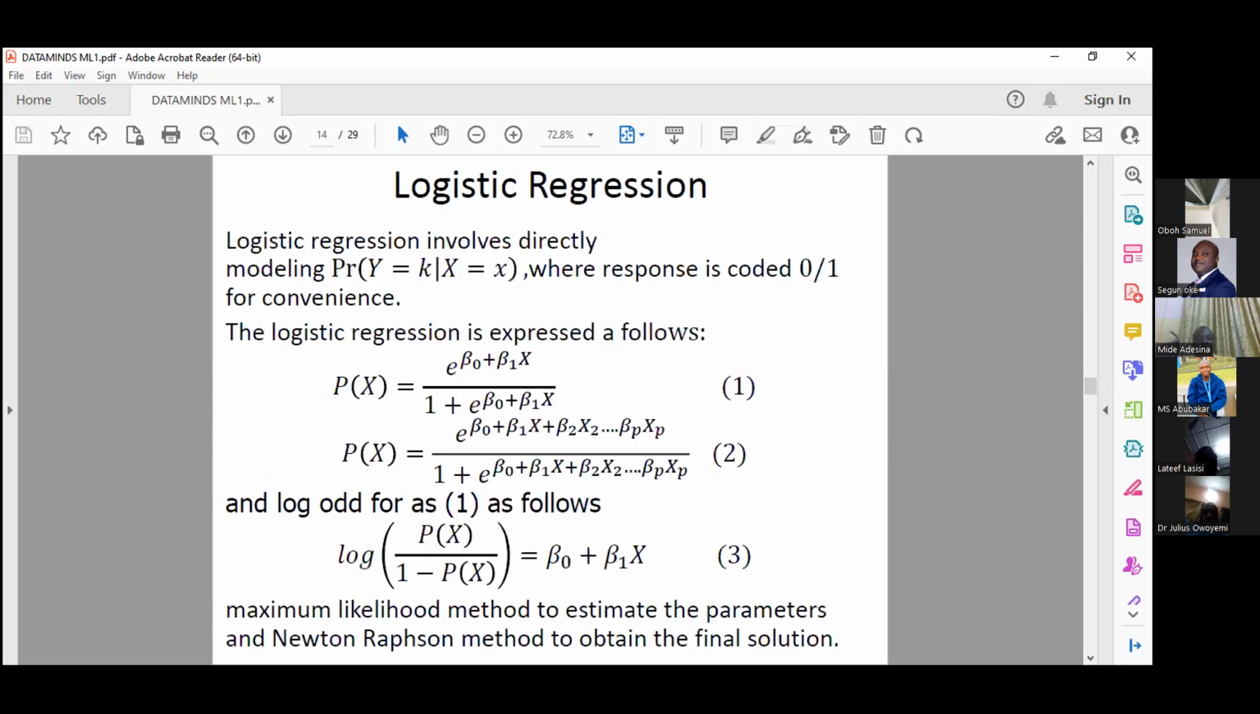Now let's look at logistic regression, which you all know. The model in equation 1 here talks about when we have just a simple case. Equation 2 is when we have multi-class, multi-case, and we have equation 3 to be our odds ratio. And you see the logistic cannot be modeled using OLS.